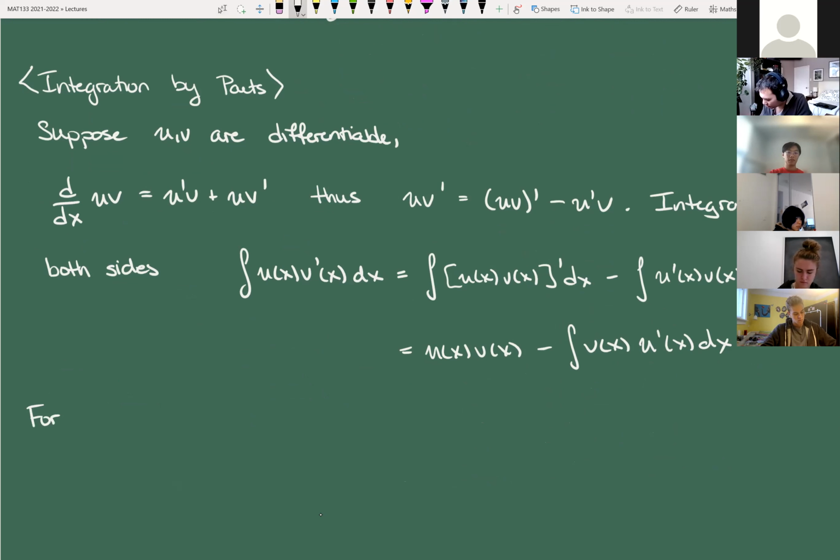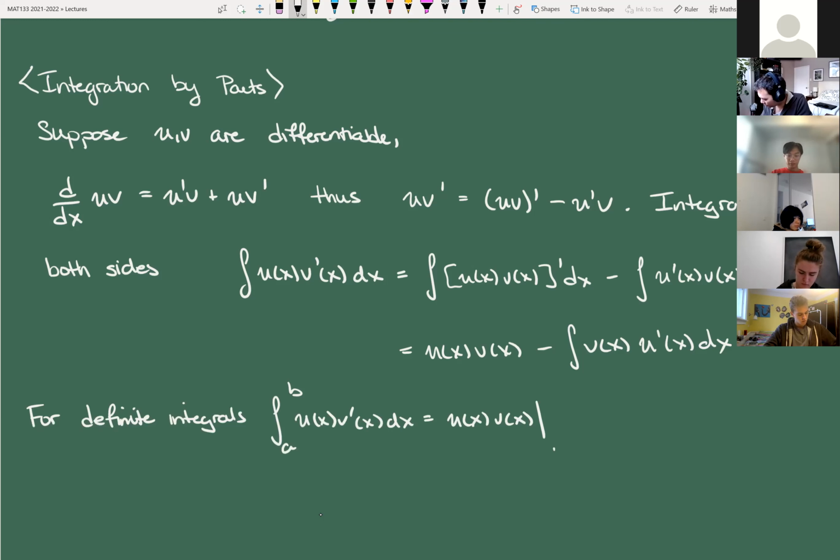So for definite integrals, we'll have the integral from a to b of u of x, v prime of x, dx is, and again, here we're going to use that vertical bar notation. Very nice, just saves us a little bit of time. From a to b, like so.